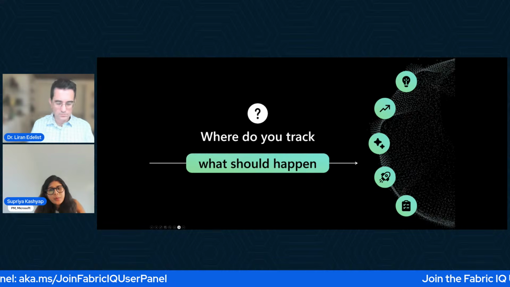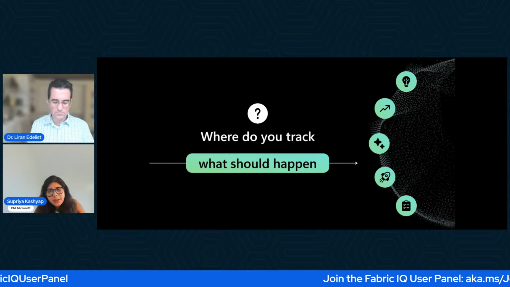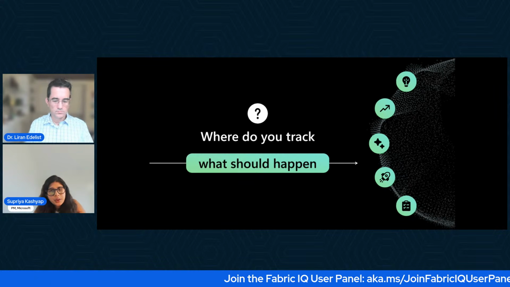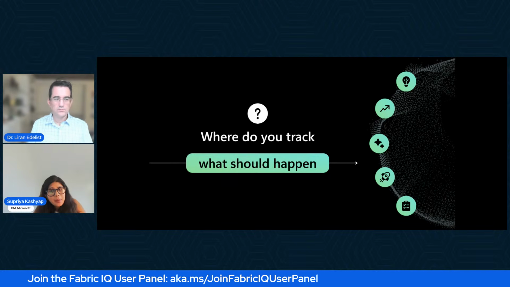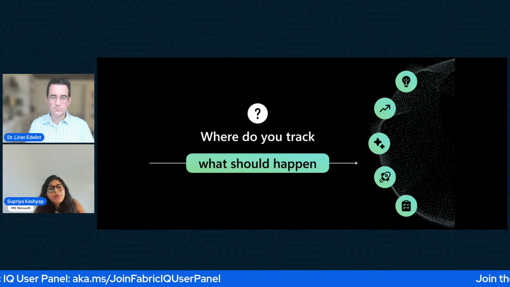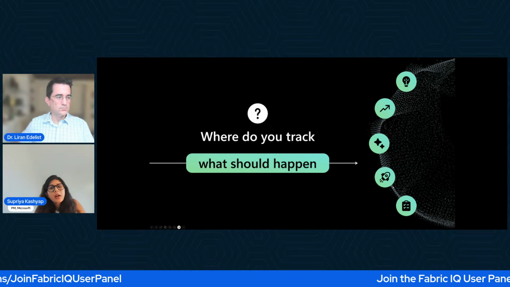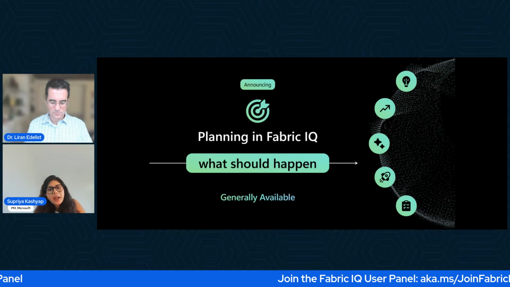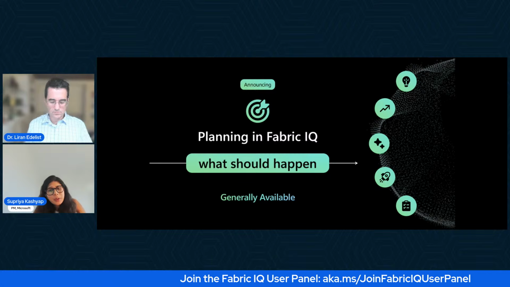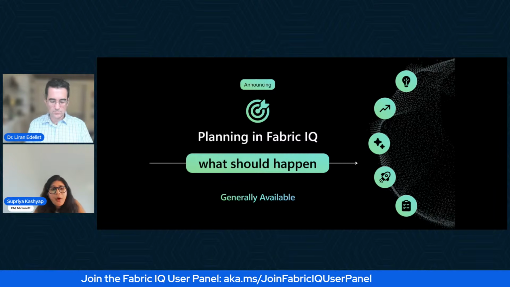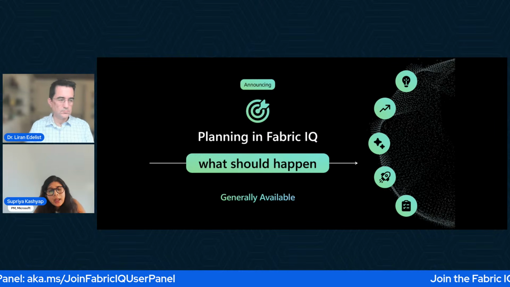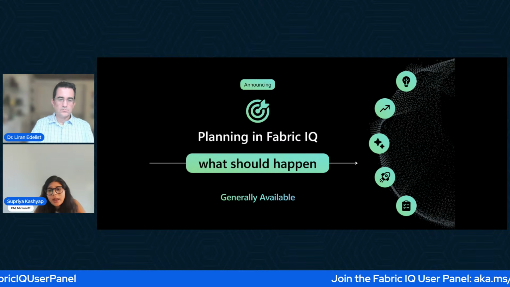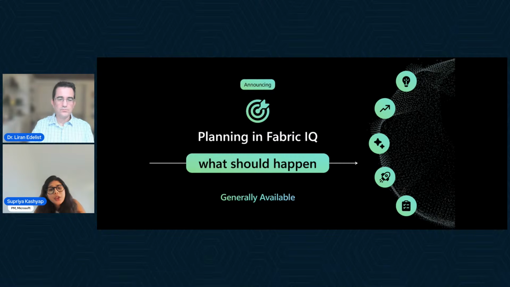right? So you looked into the past, you looked into the present, but how do you really look into the future? Where is the forward-looking view? And that is the gap that the platform had, which we are now bridging with planning in Fabric IQ. That's where planning in Fabric IQ comes in. It's the forward-looking decision layer sitting within the Microsoft Fabric IQ. It lets you forecast, simulate, and drive outcomes on top of that unified semantic foundation.